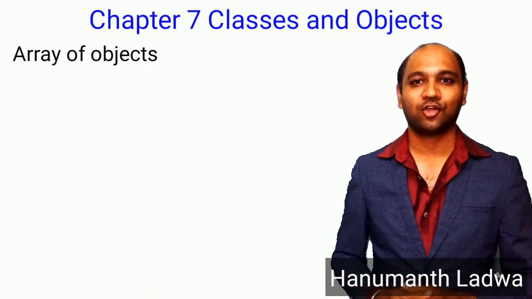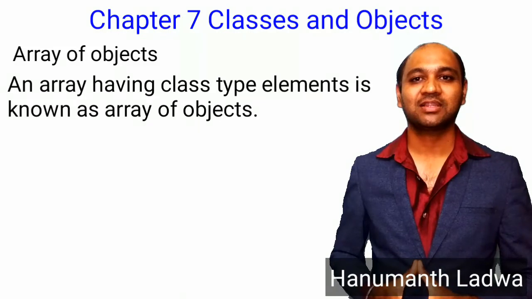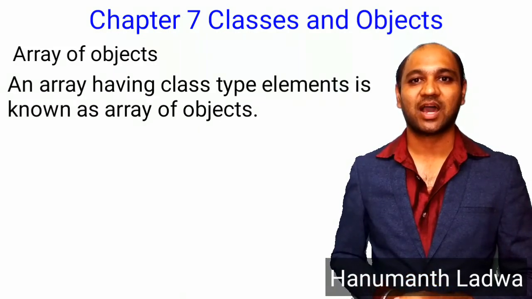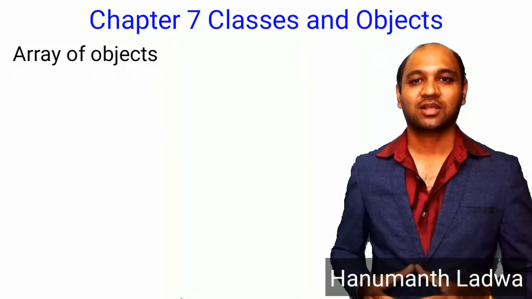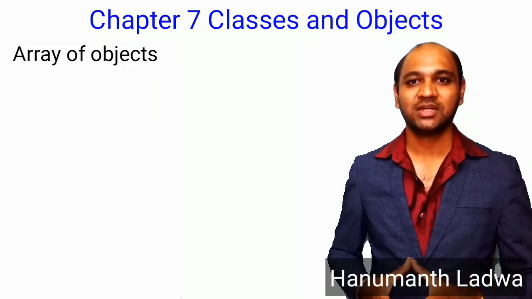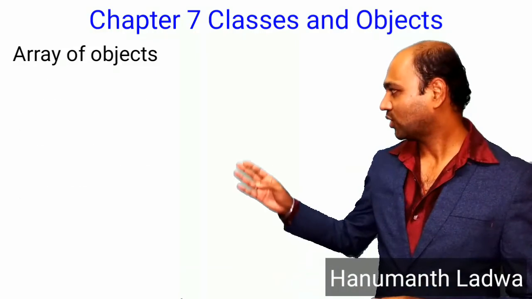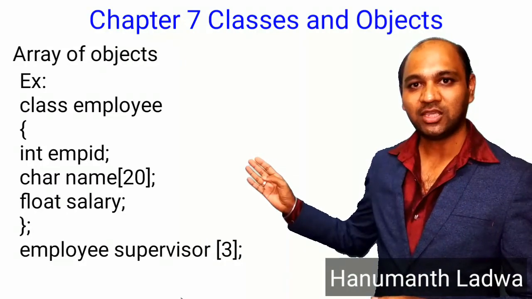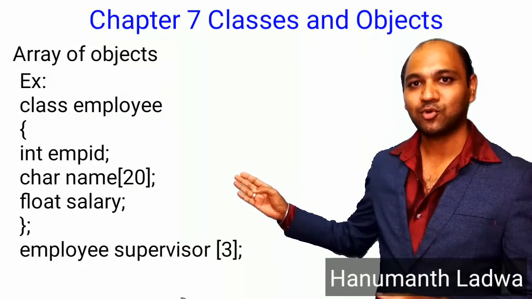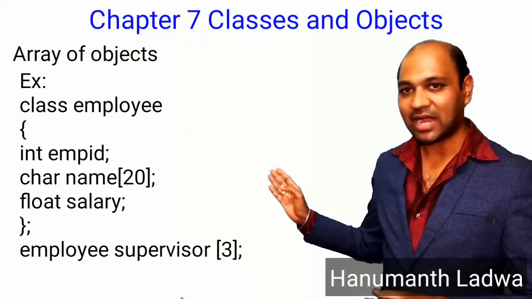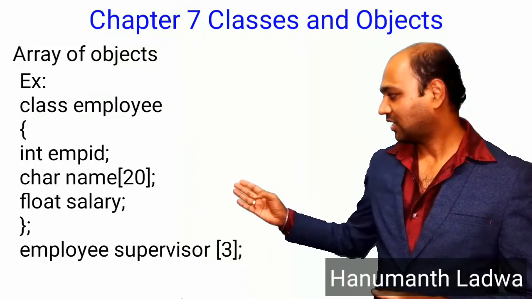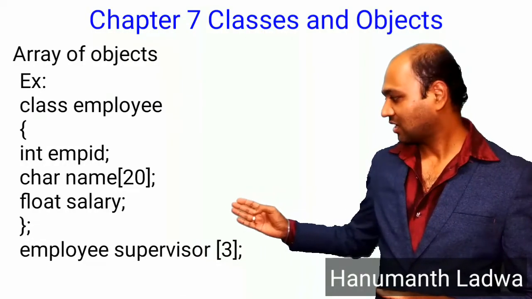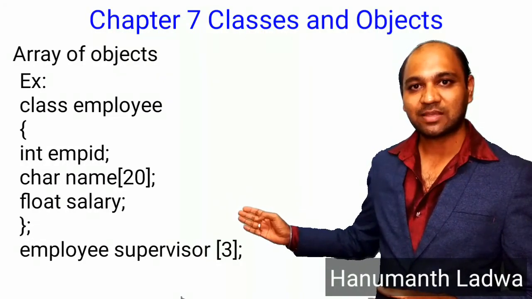Now we'll continue with array of objects. An array having the class type elements is known as array of objects. Let us take a small class definition to represent array of objects. Here I'm going to write class employee curly open brace. Next I'm going to write int emp id, then char name of the employee, and then I'm going to write float salary curly closing brace and put semicolon.